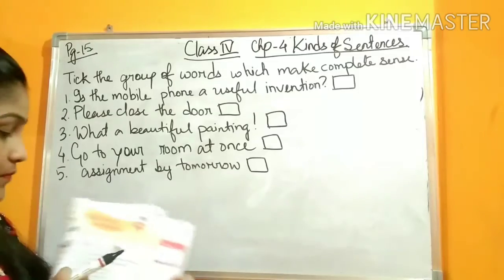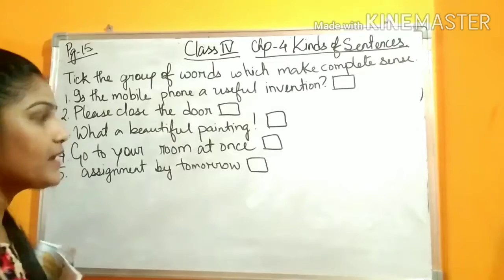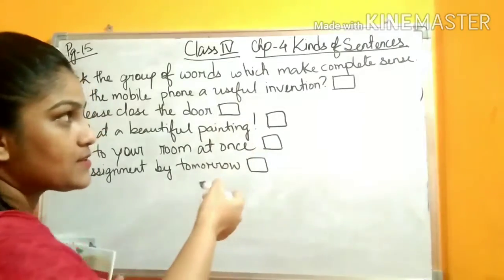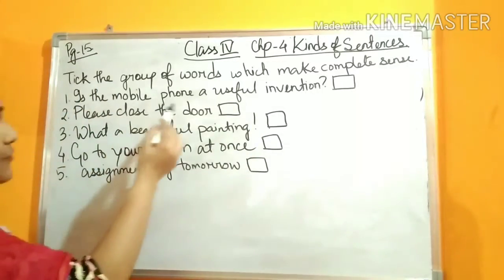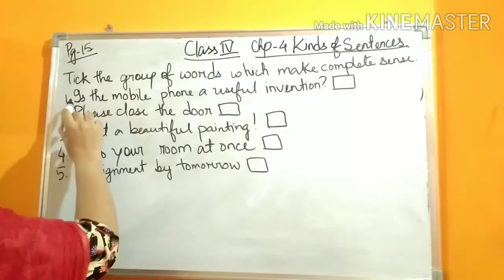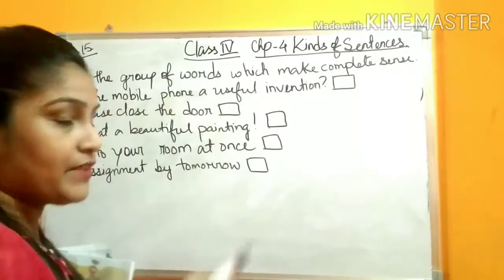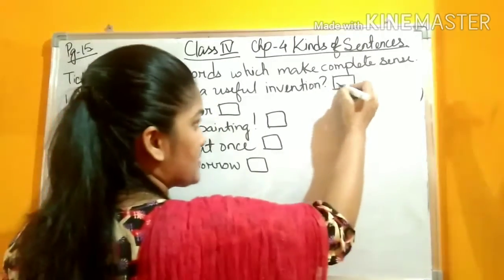This one. Take the group of words which make complete sense. I think now you can say which is a sentence. Number 1. Is the mobile phone a useful invention? Is this a sentence? It starts with a capital letter, it ends with a question mark and it is also making sense. So everything is fine. Yes. This is a sentence.